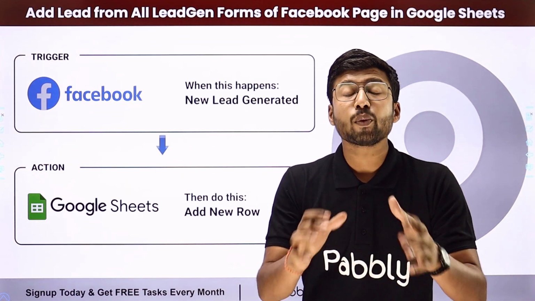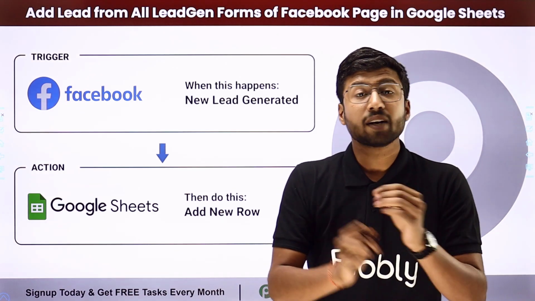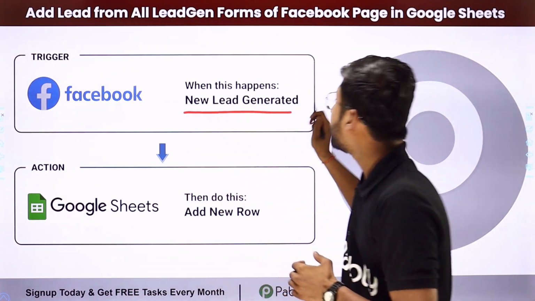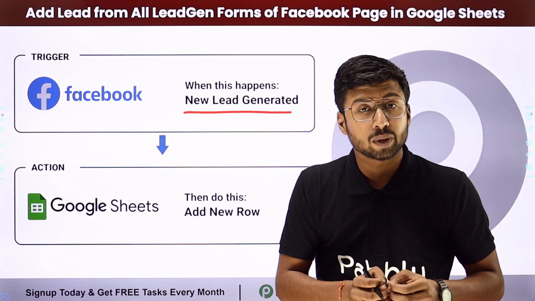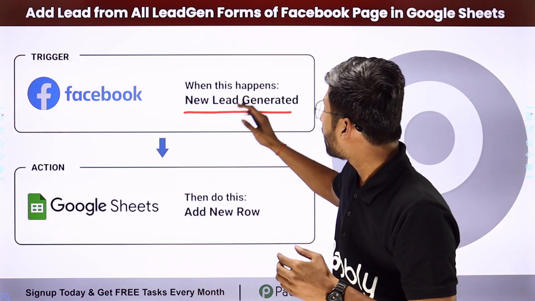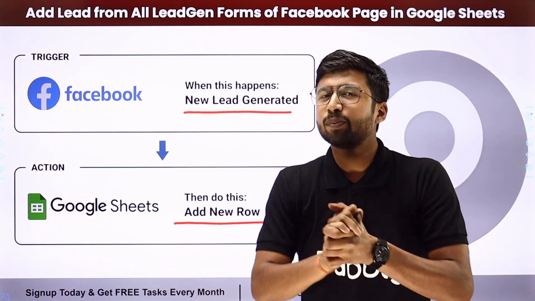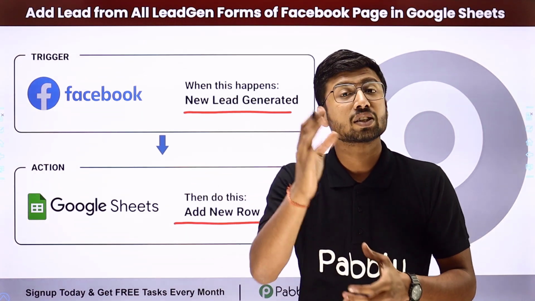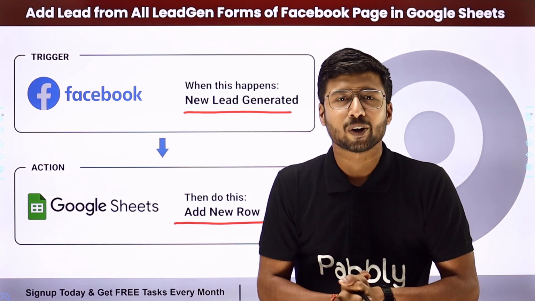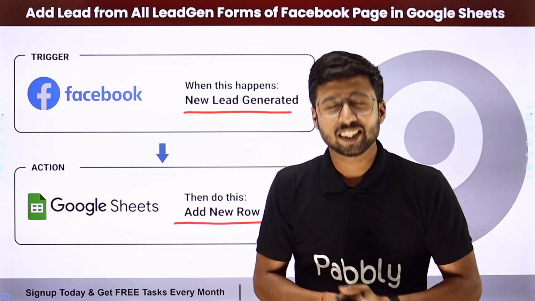So in this video, we are going to set up an automation in such a way that whenever we get a new lead in any lead gen form on our Facebook page, then automatically we are going to add those new lead details as a new row in Google Sheet. So if you have created multiple lead gen forms for a single Facebook page, this automation is going to help you a lot. So without any further delay, let's begin.